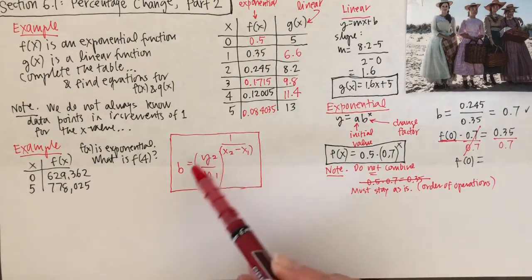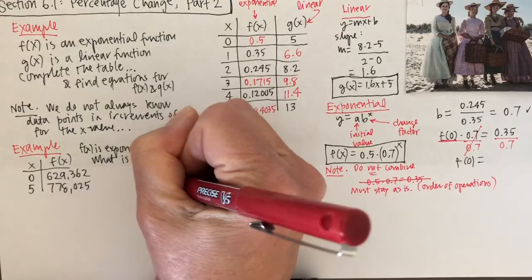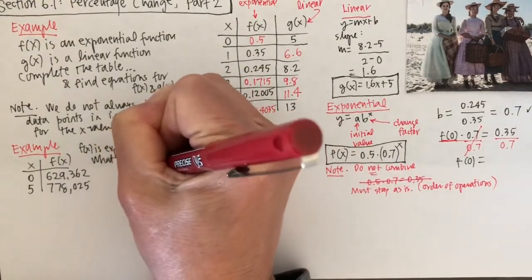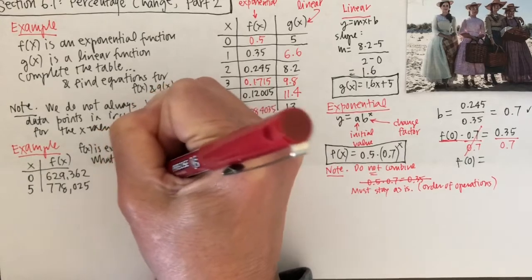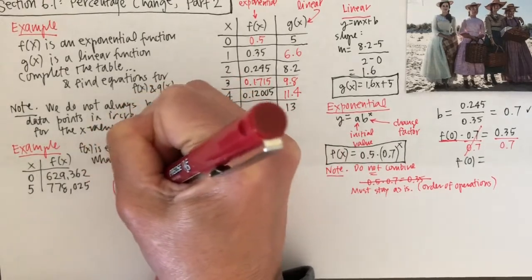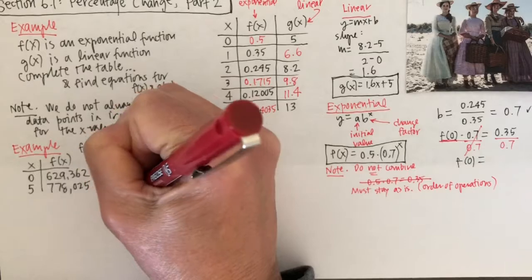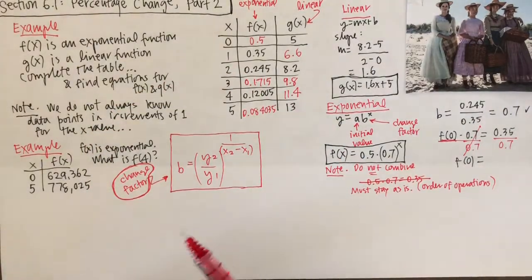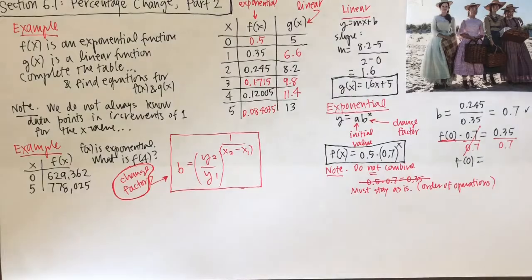This ratio is just a ratio of your y values. So this is a good general formula for change factor that you can use anytime you have at least 2 data points in an exponential function. This is similar to how we can find the slope in a linear function between any 2 data points. They don't have to be consecutive. Okay, let's try this out.